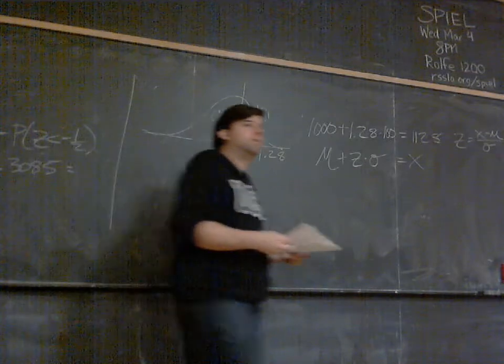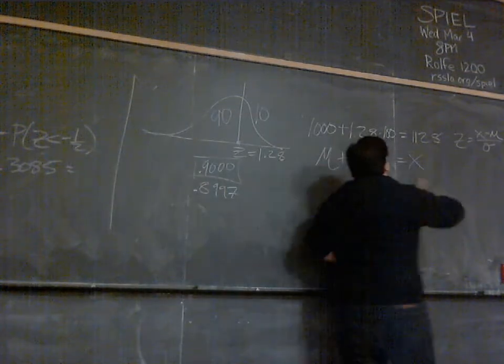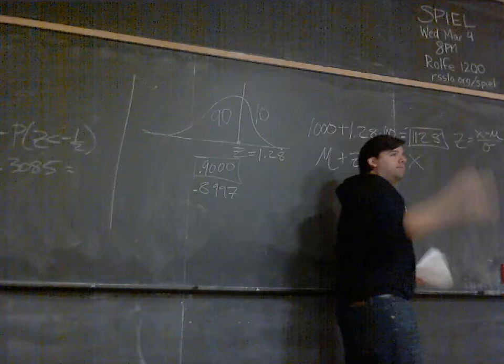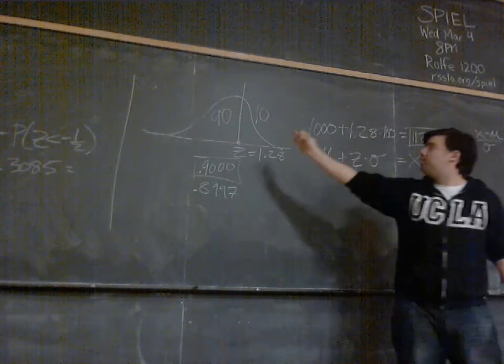So the answer is 11. This would be the answer here. This is the SAT score that is the dividing mark between the lower 90% and the upper 10%.